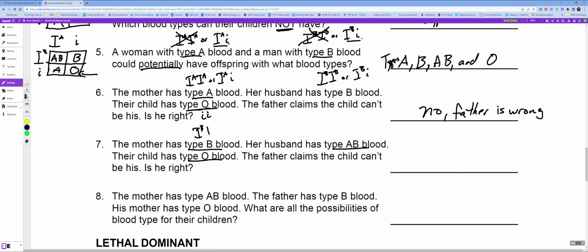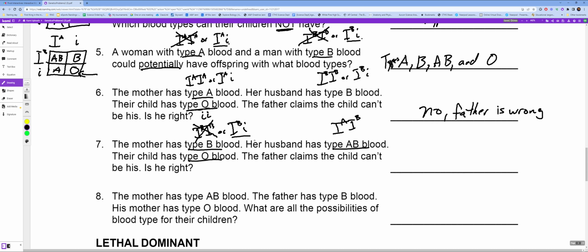Type B blood could be IB IB, or IB little i. Husband has, there's only one way to get AB blood: IA, IB. There we go. Child has type O. Let's go ahead and do this cross. And again, if I do type B and use the homozygous version, it's not going to be very interesting, because I'm just copying a row over since I'm giving up the same allele in that row.